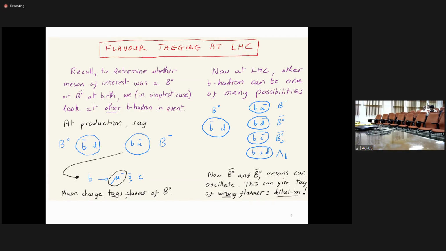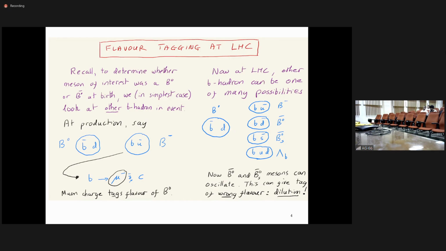Now, of course, it may not decay semi-leptonically, but there are other things you can use. For example, this charm quark here will then decay into a strange quark, and the charge of the kaon involved, if it's a charged kaon, will also carry a charge correlation. So there are other techniques we can use, but this is the simplest one.